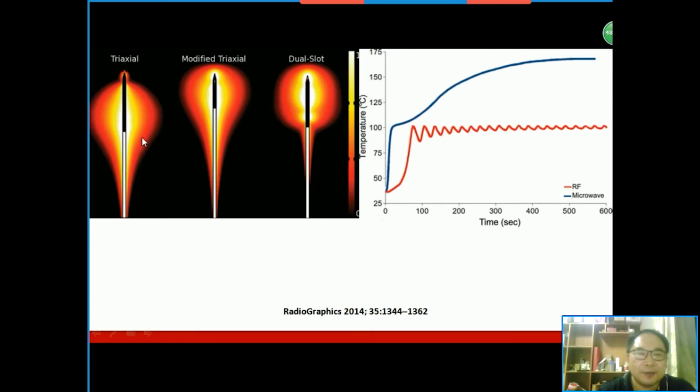The previous lecturer showed us that the ablative zone could be large, but for radio frequency ablation, the ablation zone is usually small. But the microwave can produce higher temperature.